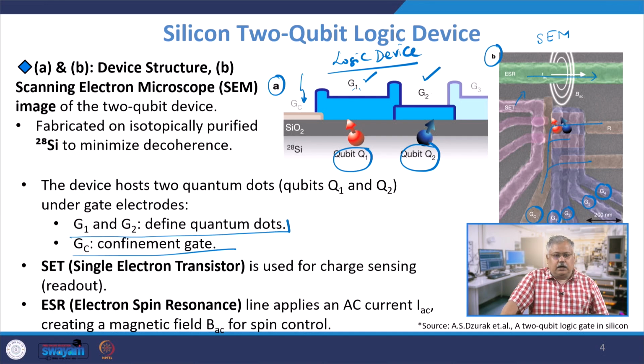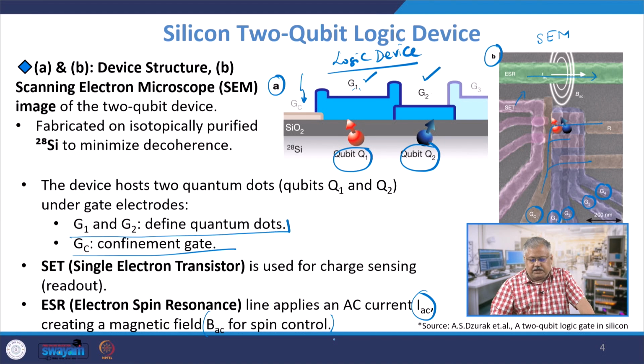You have an ESR, which is electron spin resonance, and this applies an AC current IAC, creating a magnetic field BAC for spin control, right. This is for spin control. So you see the green colored part on the SEM image is basically my ESR, the electron spin resonance, and this is responsible for creating a magnetic field and for proper coherence of the qubits.